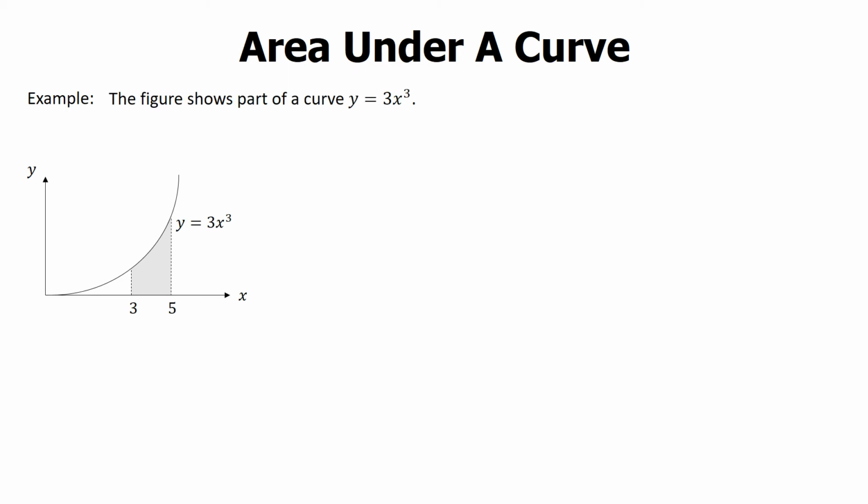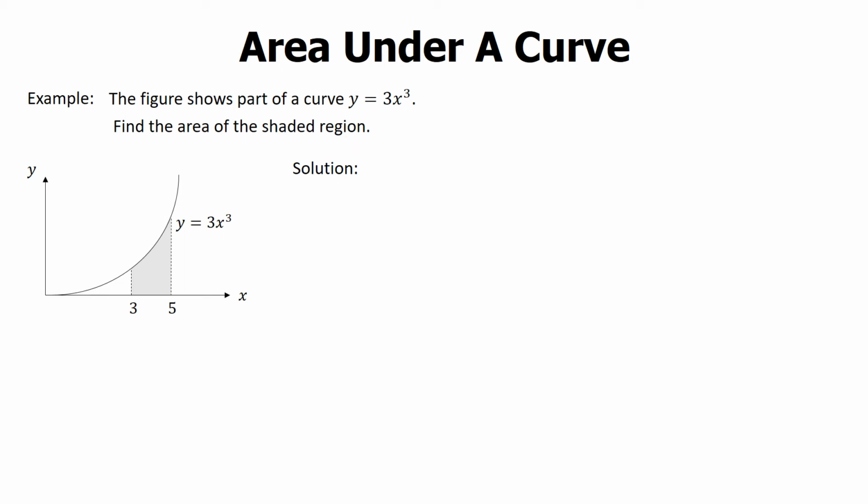Now, let's look at this example. Given this diagram with this curve, and the equation is y equals 3x cubed. This is the lower limit 3, and this is the upper limit 5. This is the shaded region. The question is, the figure shows part of a curve y equals 3x cubed. Find the area of the shaded region.